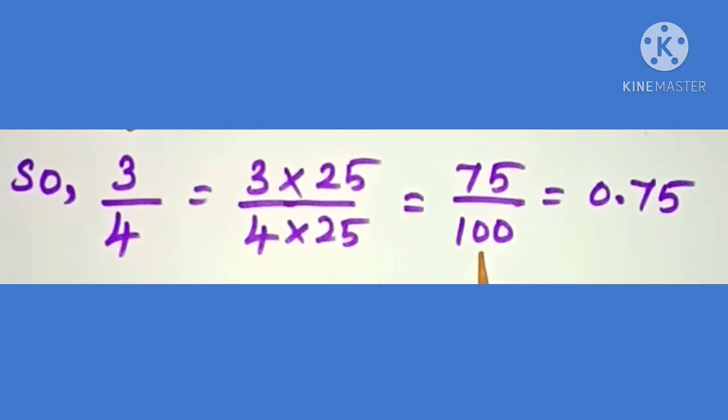So if there are 2 zeros, we have to put the decimal point before 2 digits, that is 1, 2. So the decimal point will be here, before 7. And also before the decimal point there is no digit, so let us take it as 0. So 0.75. If there is no digit, we have to put 0. And 0.75 is the decimal number of the given fraction 3 by 4.